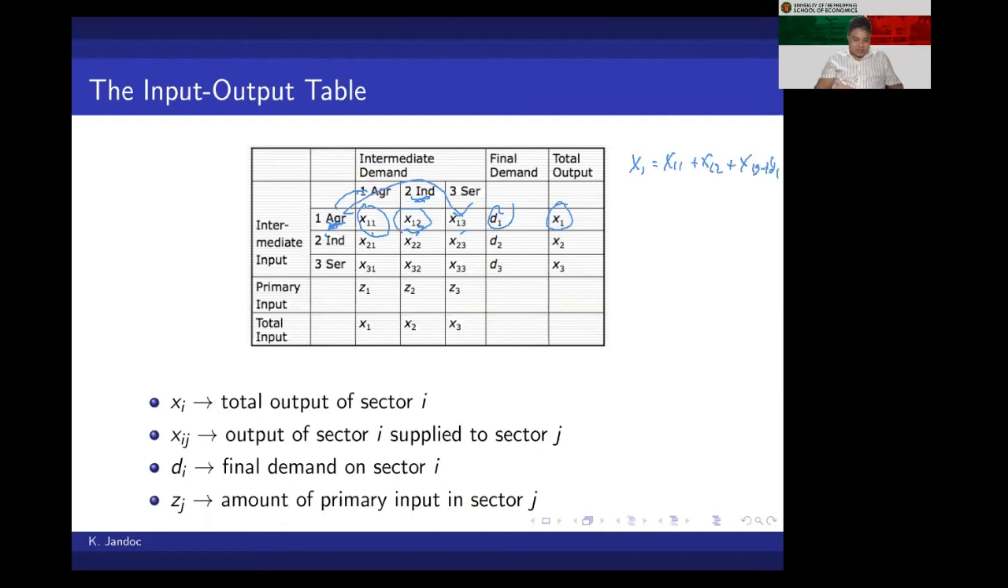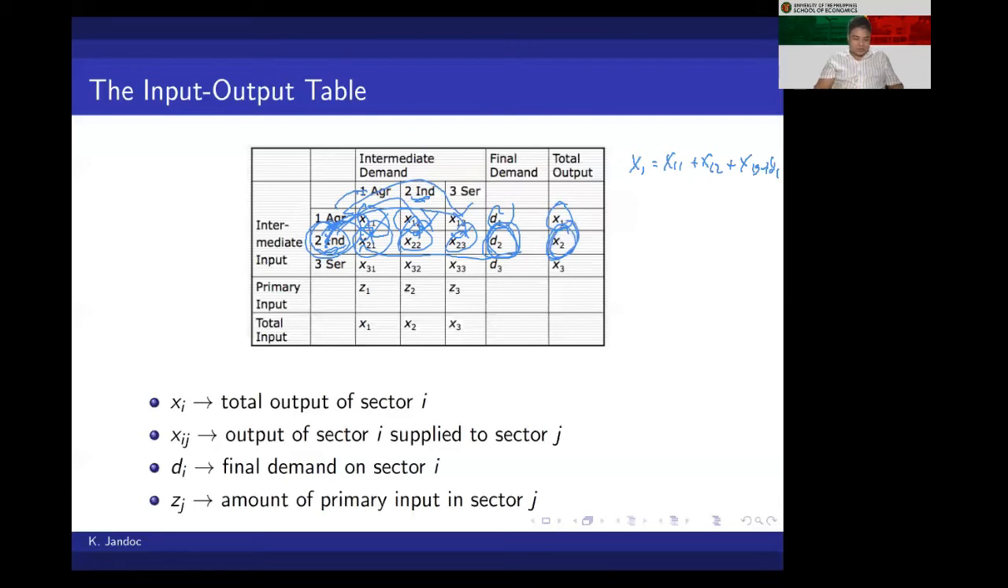Okay, and so on and so forth. It's the same for this row over here. X21 is the amount of output in sector 2, which is industry, that goes to agriculture. And X22 is the amount of output in industry that goes to industry. And X23 is the amount of output in industry that is supplied to the services sector. This is the amount of final demand for industry, and this is the total output of industry, of sector 2.